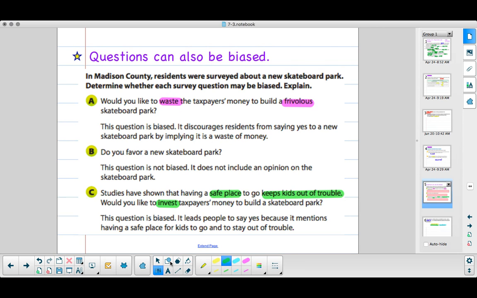So again, if we were doing this survey, we'd want to make sure that we choose a random sample, and we would want to make sure we ask a question like question B. Do you favor a new skateboard park? Your questions when you're doing a survey should be straightforward. They shouldn't contain anything that would try to weigh or sway a person's opinion or answer.